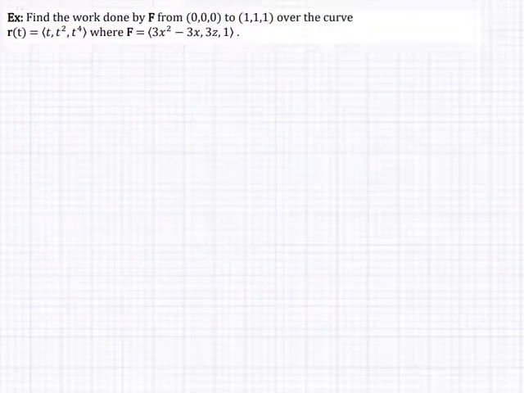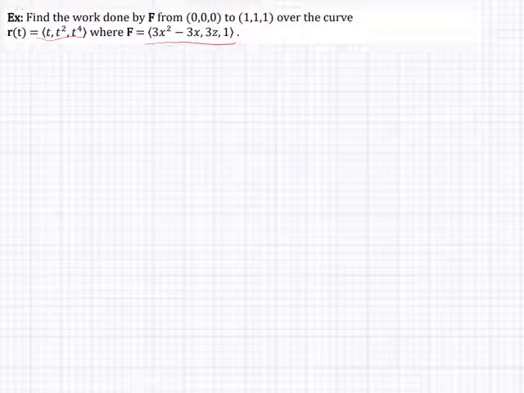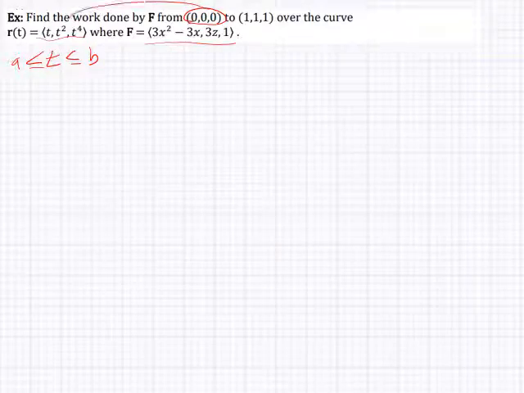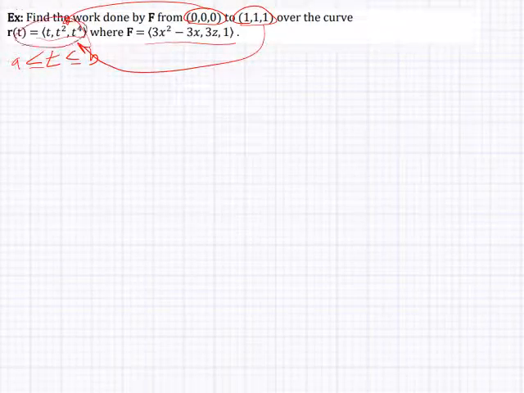So here's another one. Find the work done by force from 0, 0, 0 to 1, 1, 1 on the curve, where the vector field F is given by this vector field. Now notice there's something different here, in that it didn't give you the a and the b. It didn't give you the interval for t that we're working with. What it did is it told you what point on the curve we would start at, that point is on this curve, and what point we're going to end, again, on this curve.